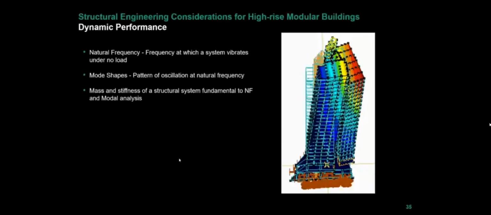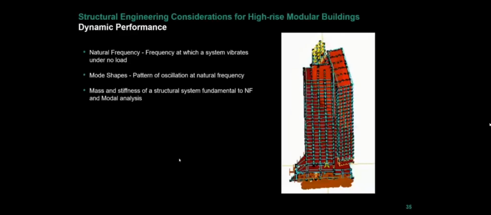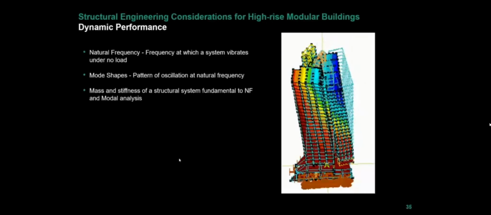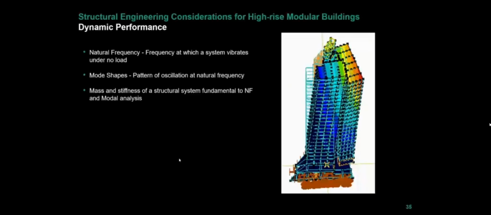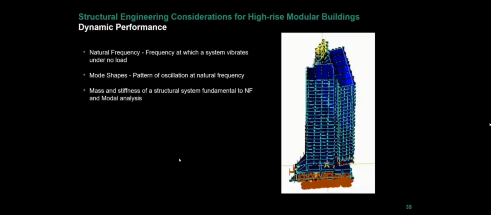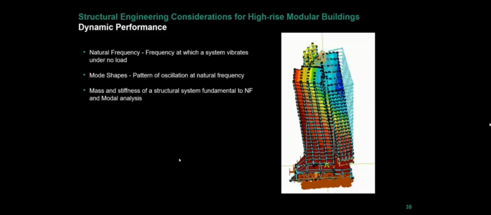So the main parameters that the wind consultant needs are natural frequency, mode shapes, and masses of your building. Any building has its own natural frequency, which is just a function of its stiffness and mass, and it's how a building will vibrate with no external loads.